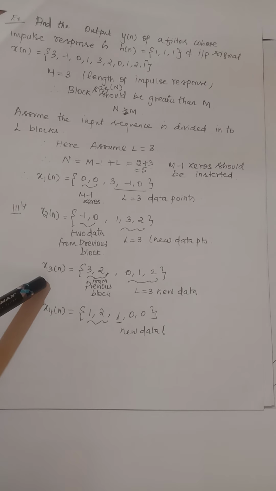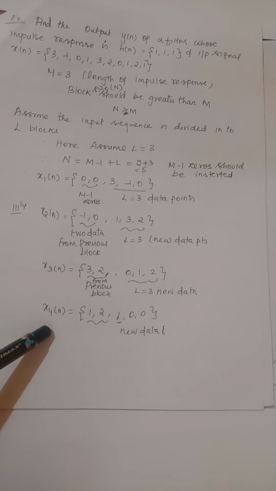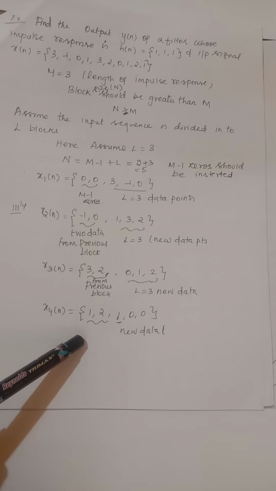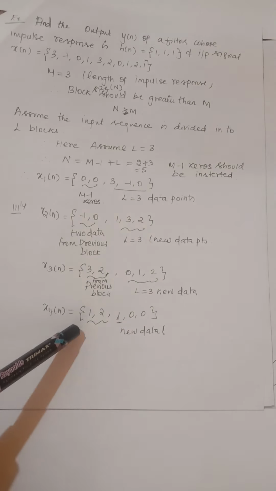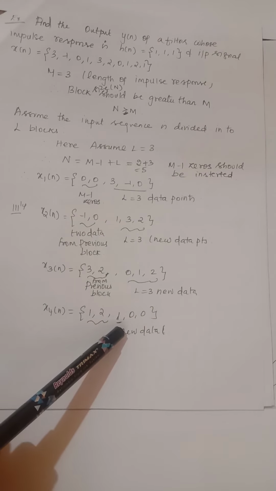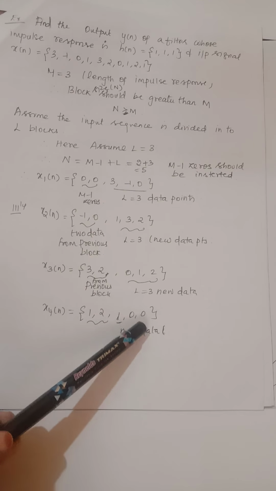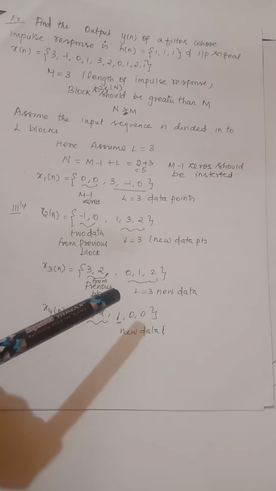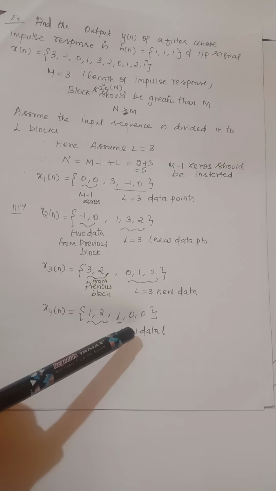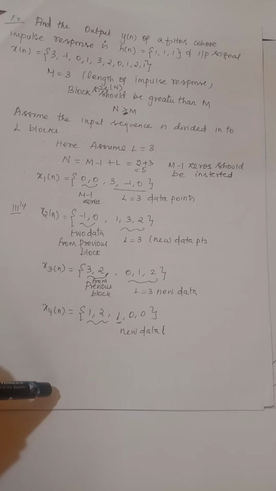Similarly, I have to do x3 of n and x4 of n. While doing x4 of n, I have taken 1 and 2 from the previous block. Here only one input sample is left, so in order to have equal length I have appended zeros at the end. This is what you need to consider while splitting the input into blocks.